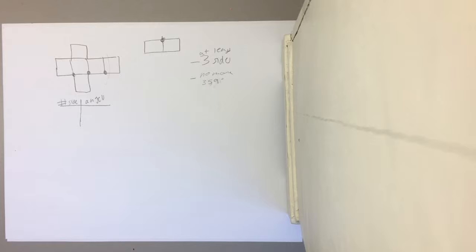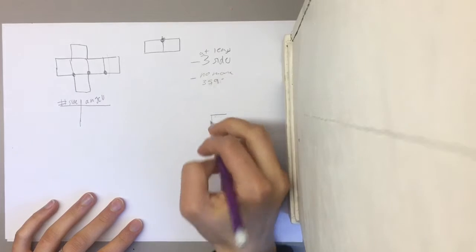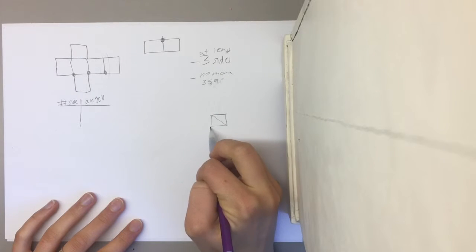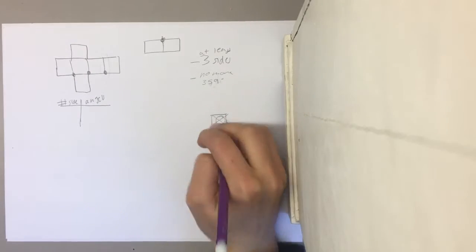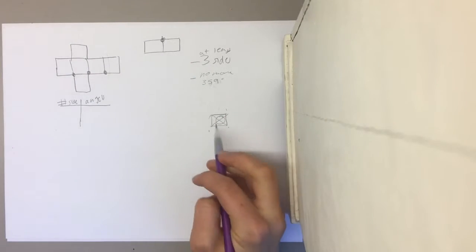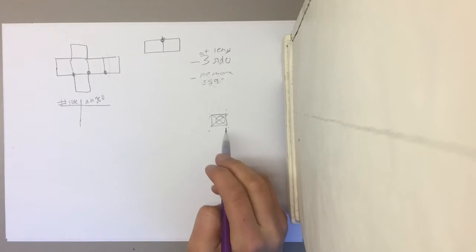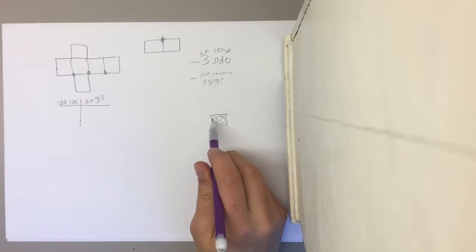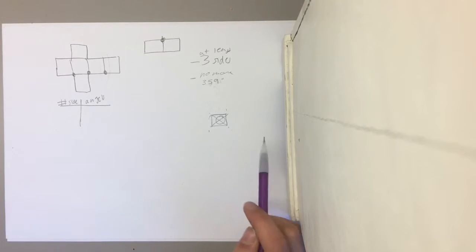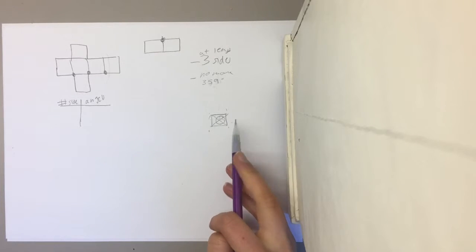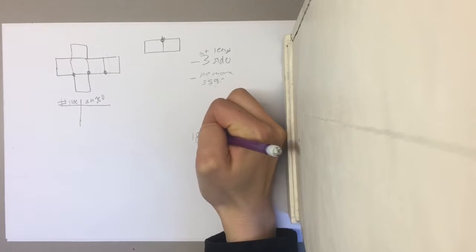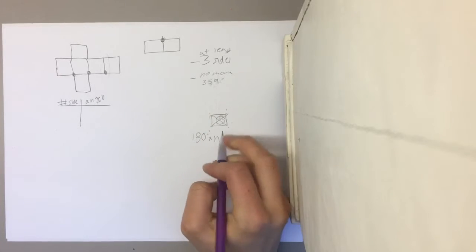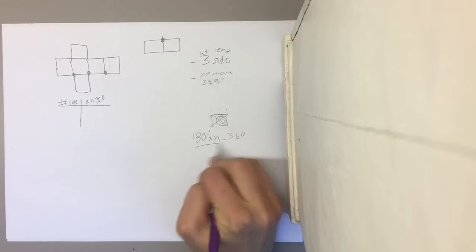So say we're looking at a square, we're going to cut it into 4 triangles, kind of like this. And each of these triangles has 180 degrees. However, we're only trying to measure out here. So we don't care about the middle, that's 360. So our formula is going to be 180 degrees times n minus 360, over n.